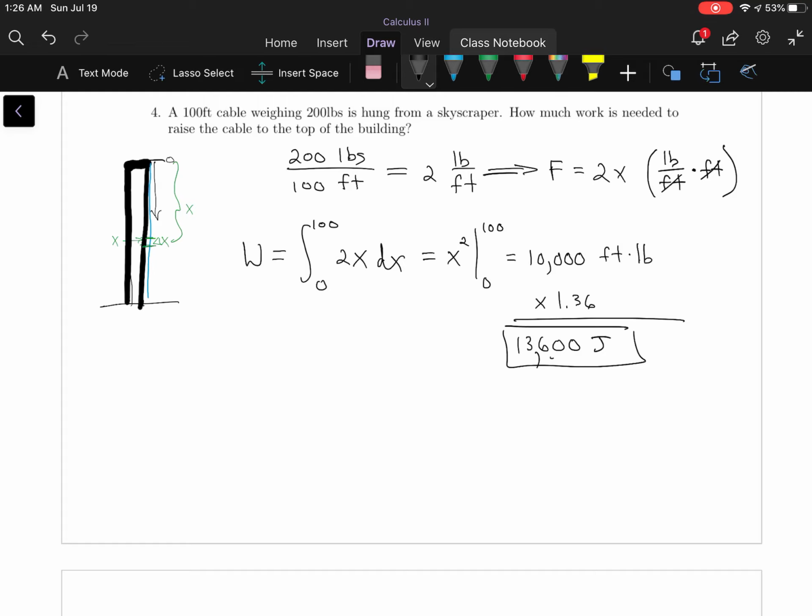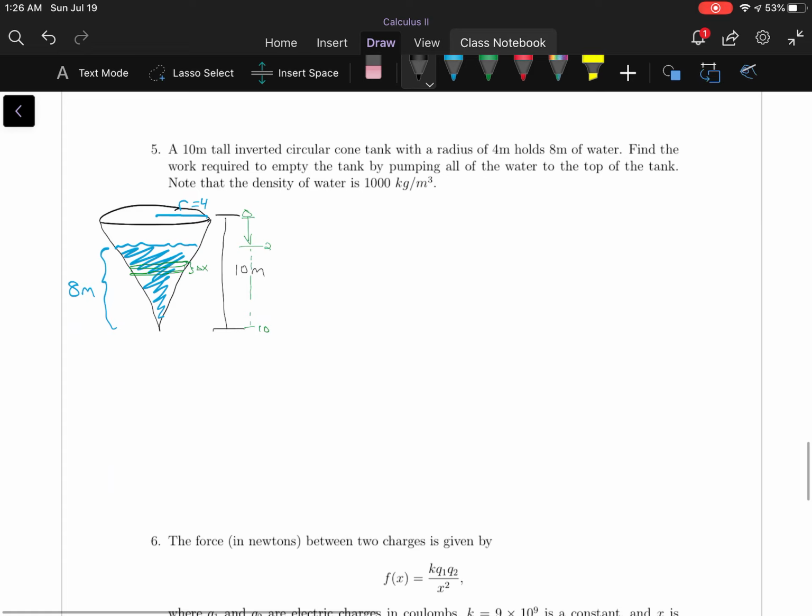So now let's take a look at problem 5. We have a 10-meter tall inverted circular cone tank with a radius of 4 meters that holds 8 meters of water. Find the work required to empty the tank by pumping all of the water to the top of the tank. And we are given that the density of water is 1,000 kilograms per cubic meter.